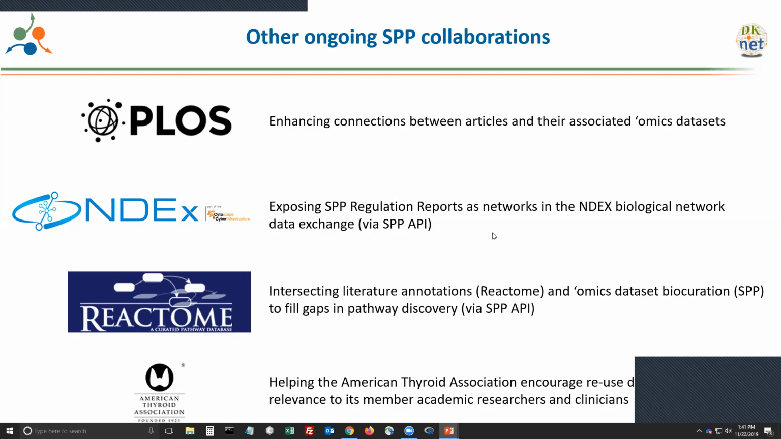And finally, we're also working with the Reactome Pathway Database to complement their literature annotations with our own curated data points. Finally, with the support of the American Thyroid Association, we curated a collection of data sets of relevance to researchers in the thyroid receptor signaling community.